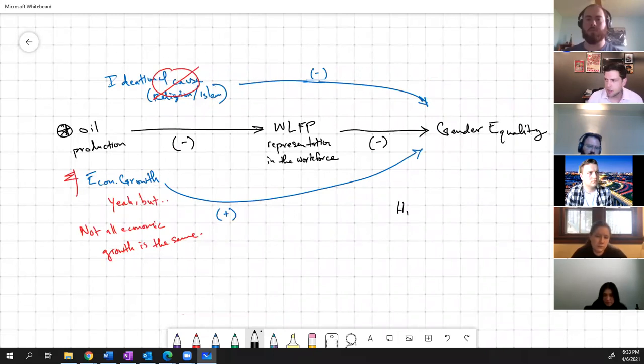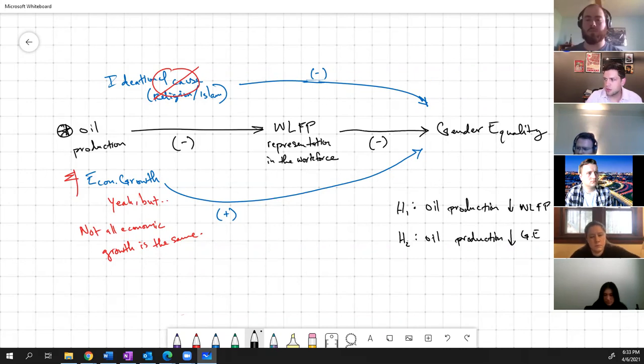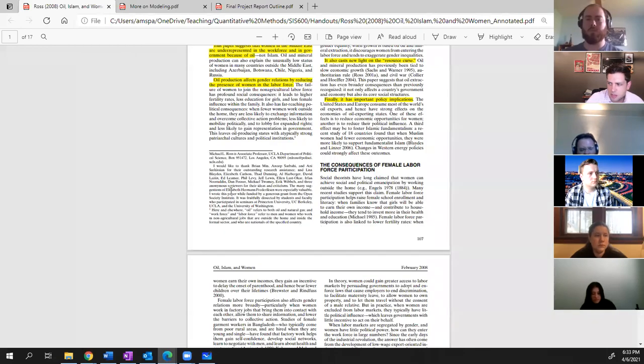And we're going to identify a few other ways too, right? But hypothesis one is that oil production reduces women's labor force participation. And hypothesis two is that oil production reduces gender equality, right, as a function of its effect on women's labor force participation. Now, let's dive a little bit further into the study. So we get those as being the two main hypotheses.